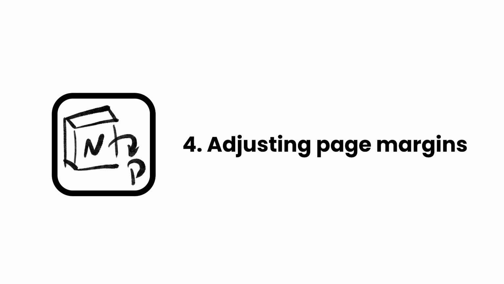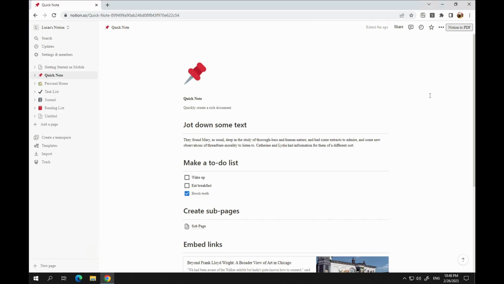4. Adjusting margins. Notion to PDF allows you to adjust the margins to fit your preferences. This is particularly useful if you plan to print your PDF document or want to adjust the page layout to fit a specific size. Open the Notion page that you want to export.